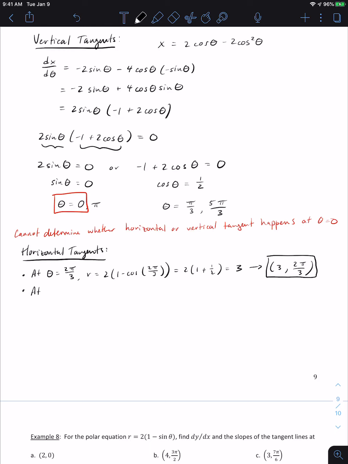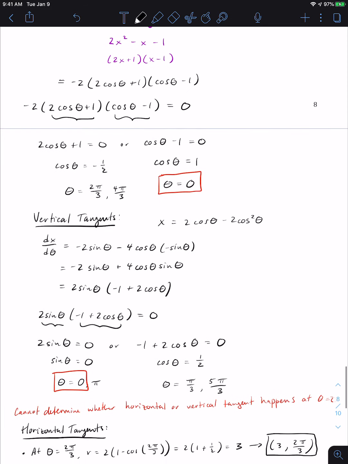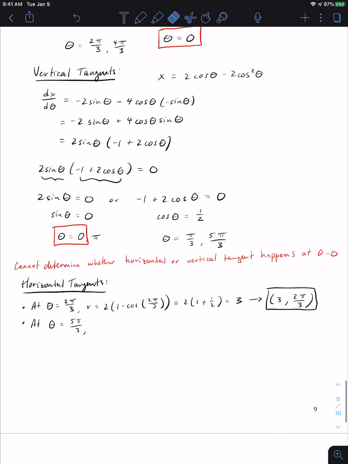At theta equals, sorry, no, 4 pi over 3, my r is equal to 2 times 1 minus cosine at 4 pi over 3. Cosine at 4 pi over 3 is negative 1/2 again. So 2 times 1 minus negative 1/2, so this is positive 1/2 here. And that equals 3. So I get the point 3, 4 pi over 3.